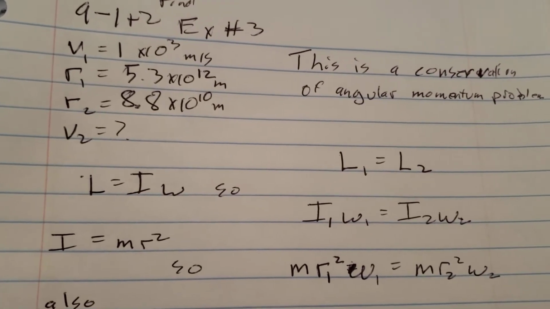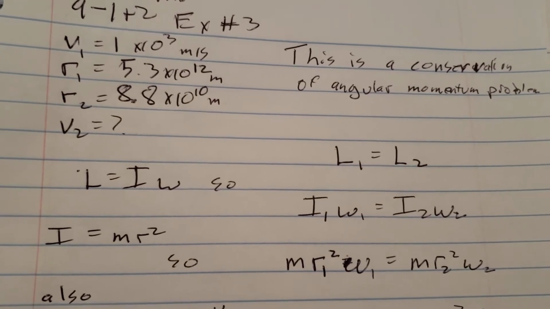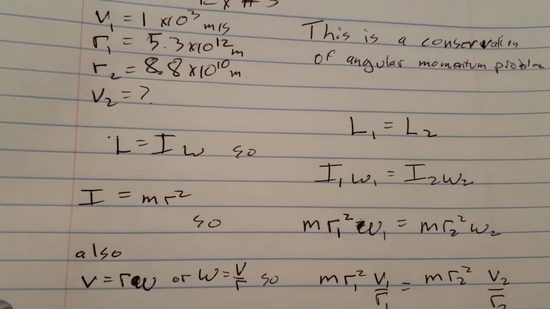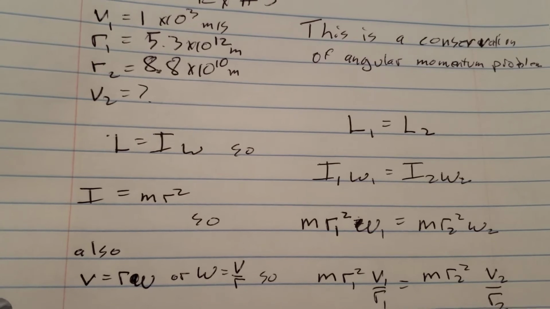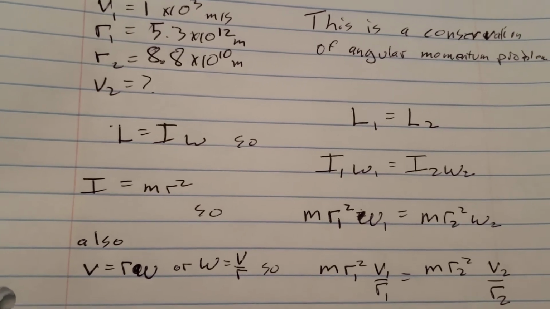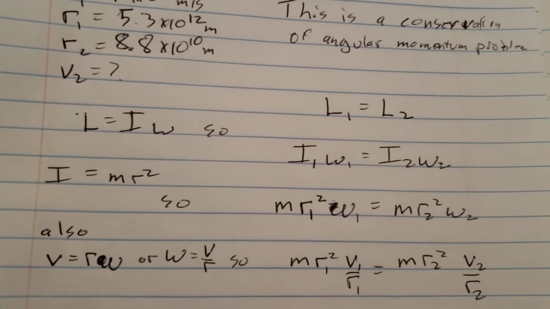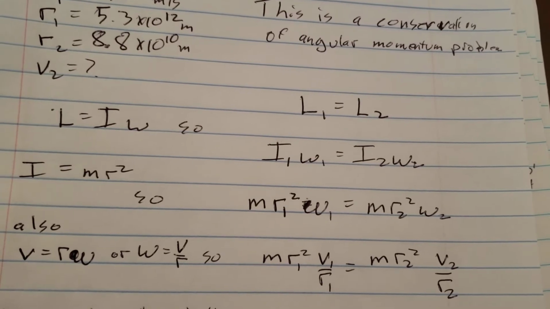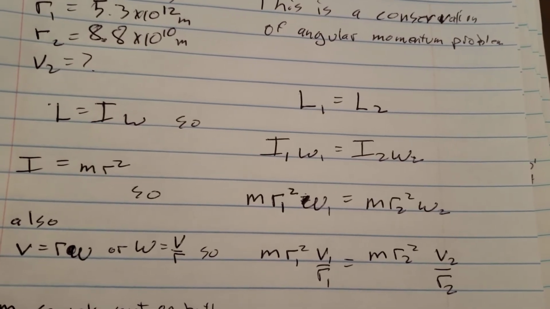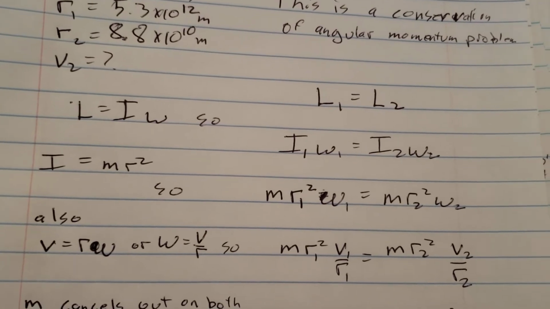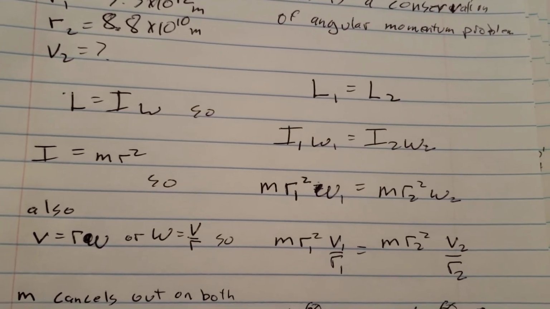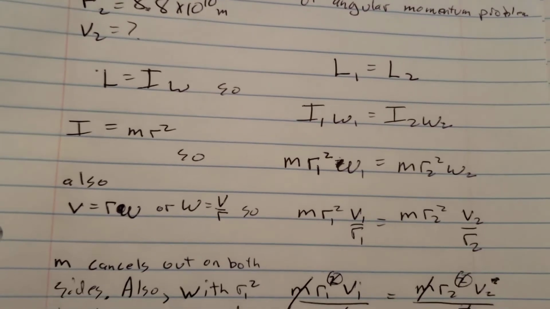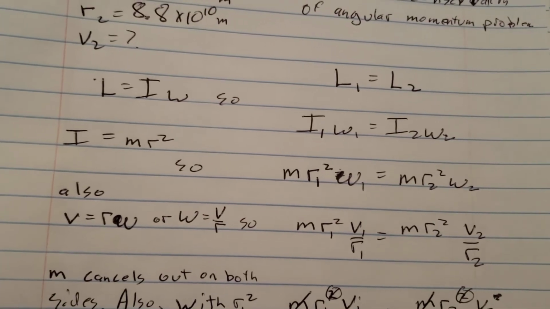Another substitution we can make, because while we have r1 and r2, we do not have omega, we have v. Going back to our rotational motion equations, we had that v was equal to r omega, or omega is equal to v divided by r. When we substitute that in, we get omega 1 becomes v1 divided by r1, and omega 2 becomes v2 divided by r2, giving us m r1 squared times v1 over r1 equal to m r2 squared times v2 over r2. M cancels out on both sides, as it did before.